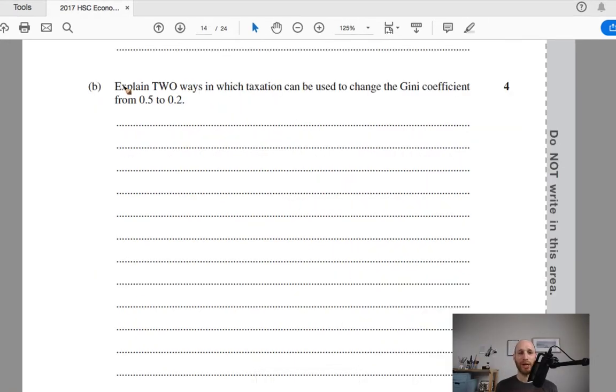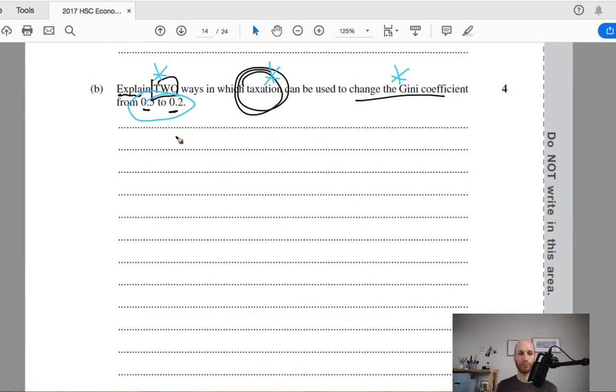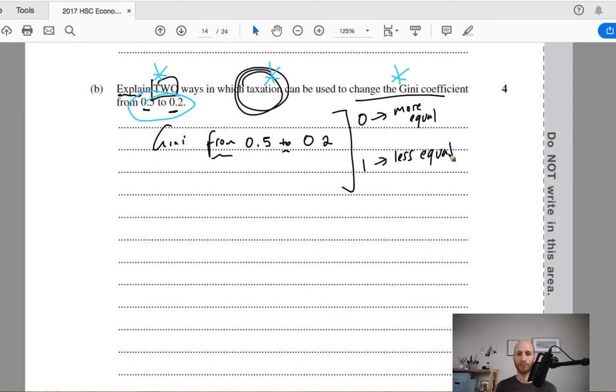Part B reads, explain, it's our directive term, 2 ways in which taxation can be used to change the Gini coefficient from 0.5 to 0.2. So we really need to think about, okay, so we need 2 ways in which taxation, no other elements, we just want to know about taxation, can be used to change the Gini coefficient from 0.5 to 0.2.